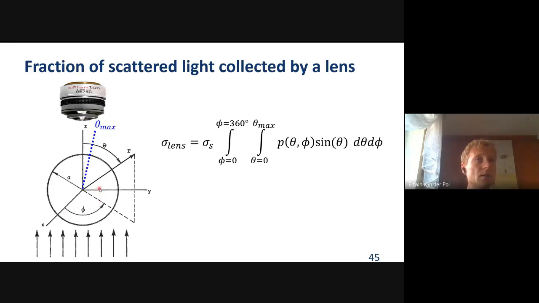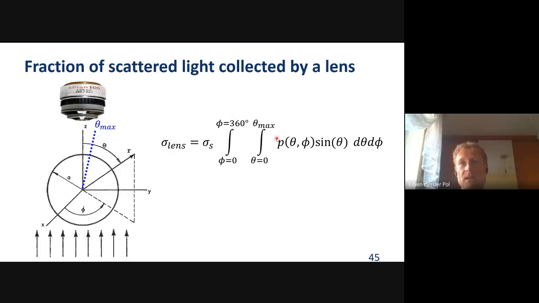Yeah, the radius is not so important, and the phi goes from the positive X into the screen to the negative X and back. Now, to calculate how much light a particle scatters towards your lens, you have to solve this integral here.